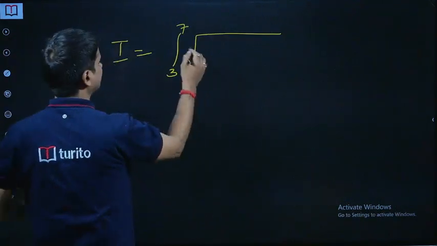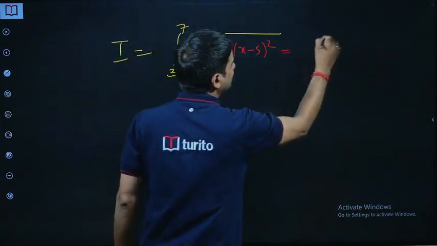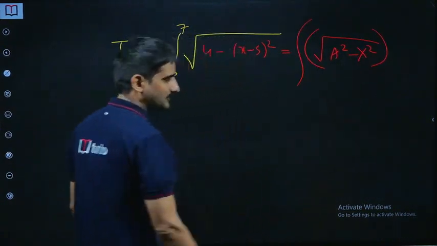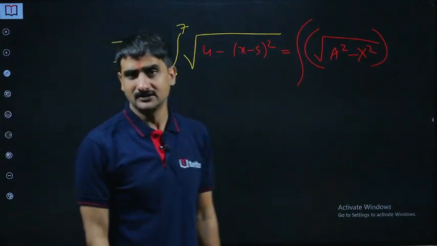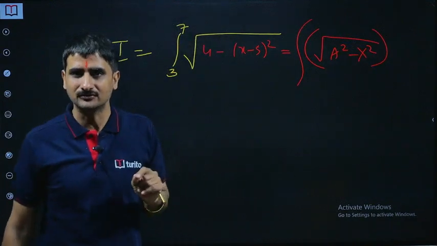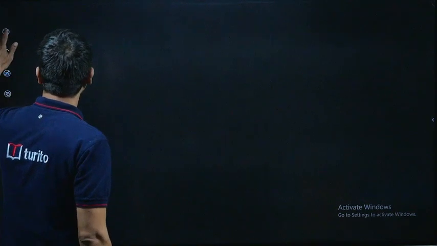So under root of 4 minus x minus 5 whole square. So it's comparable to under root of a square minus x square. I believe you all must be knowing the result and then use it to get the answer. If you don't remember this result, go back to your handbook, to your notebook, and definitely learn these results. Okay, so I'm moving to the next question here.